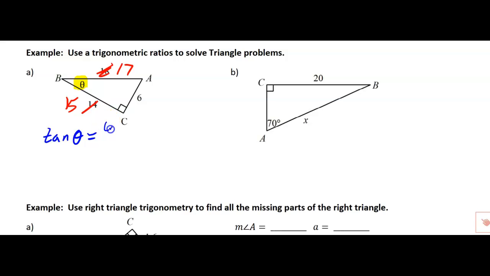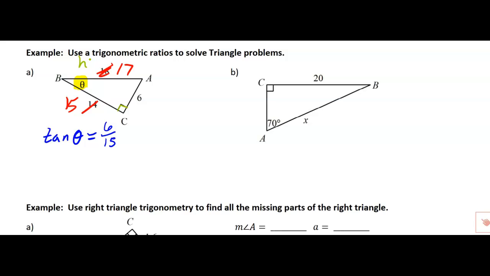6 over, why not 17? That's the hypotenuse. There is my right angle, so h for my hypotenuse. Okay, 6 over 15. Okay, that is the tangent value. Tangent of this angle gives me a value of 6 over 15. Is that the actual angle measure?